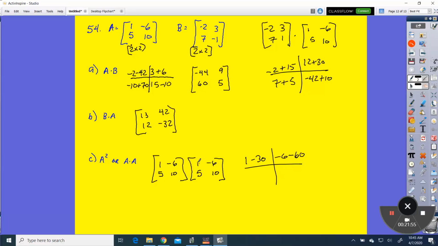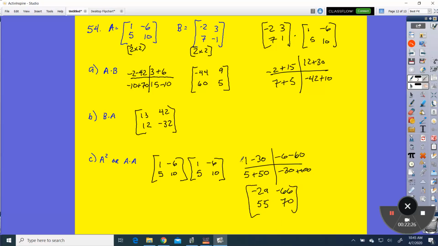Now, second row to the first column, second row to the second column. So 5 times 1 is 5. Second one in the row to second one in the column. 10 times 5 is 50. First one in the row to the first one in the column. 5 times negative 6 is negative 30. Second in the row to second in the column. 10 times 10 is 100. So that makes negative 29, negative 66, 55, and 70.